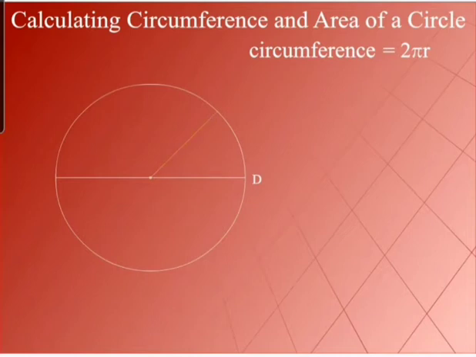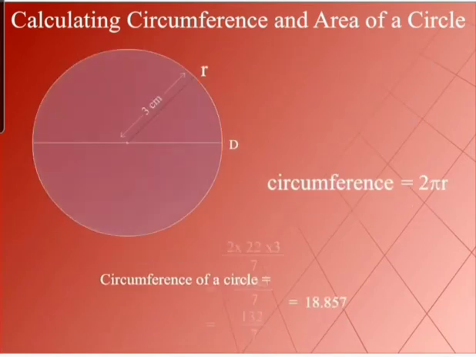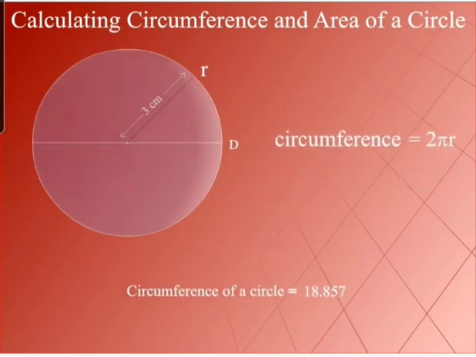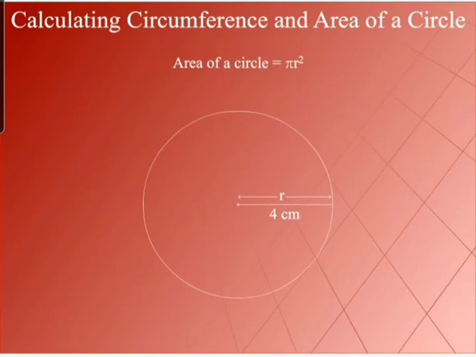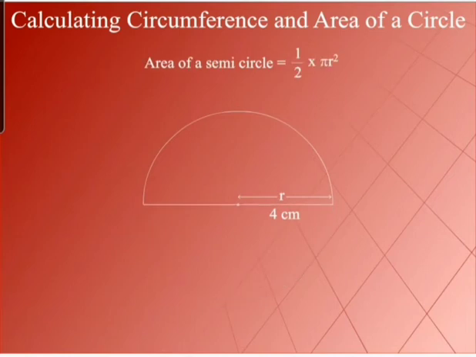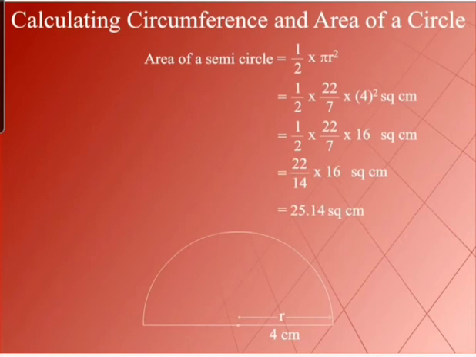The circumference of the circle can be calculated by using the formula 2 pi r, where pi is a constant value. Its constant value is 22 upon 7 or 3.14. r is the radius. Whenever we substitute the value in it, we can multiply and get the circumference of the circle. Whereas the area of the circle is pi r square. Again, pi is a constant term, which is 22 upon 7 or 3.14, and r is the radius.